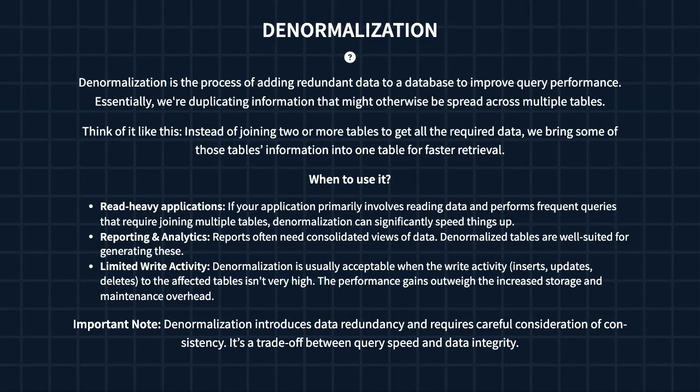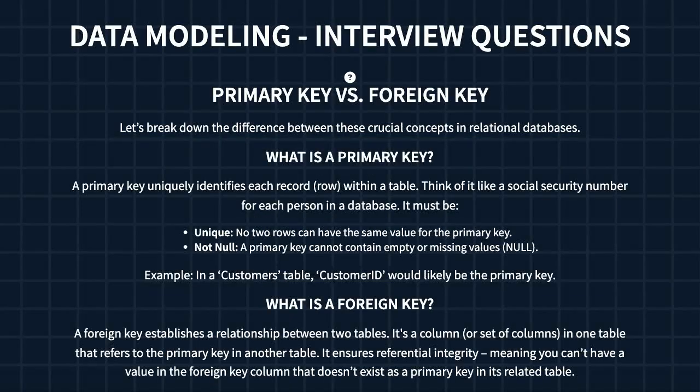Okay, let's talk about denormalization. It's a technique where we intentionally duplicate some data in our database to make reading information faster. Imagine you have several tables that need to be joined together every time you want to get a specific piece of information. That can slow things down considerably. Denormalization is like bringing some of those pieces into one table so the queries become quicker. We typically use this approach when we're doing a lot of reading and not as much writing, especially when generating reports or analytics.